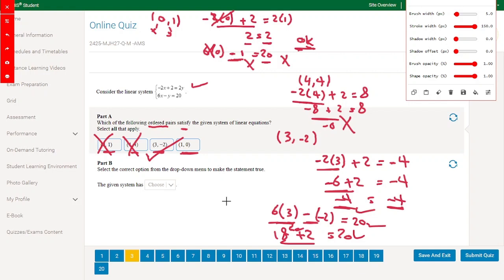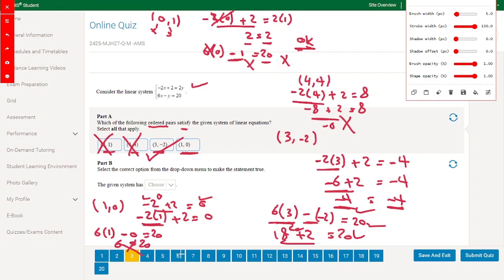Let's take 1 and 0. Substitute with 1 and 0. For the first equation, it will be minus 2 times 1 plus 2 equal to 2 times 0, which is 0. So this one is minus 2 plus 2 equal to 0. This one is 0. So left hand side is equal to right hand side. So the first part of the equation is right. Let's take the other equation. It will be 6 times 1 minus 0, which is y, equal to 20. So 6 equal to 20. No. So it will not satisfy the linear system.